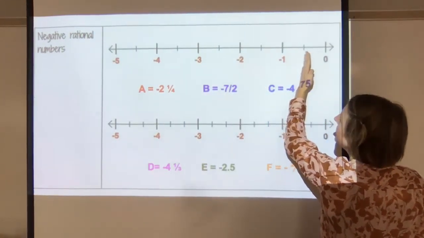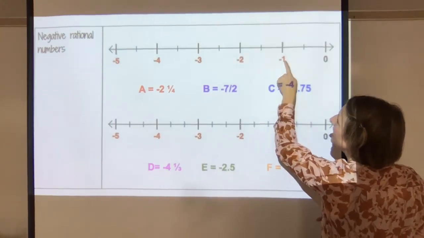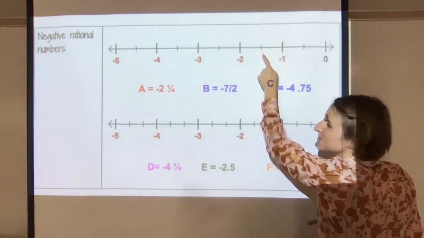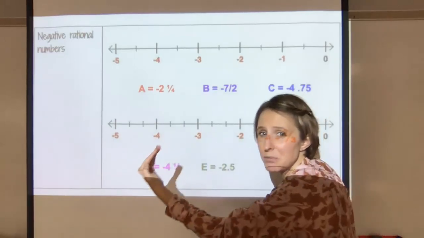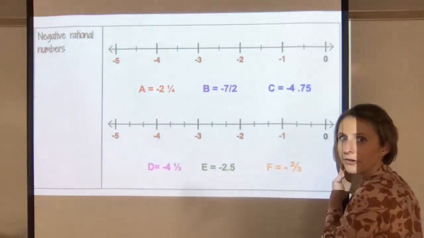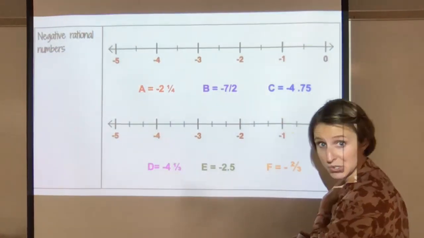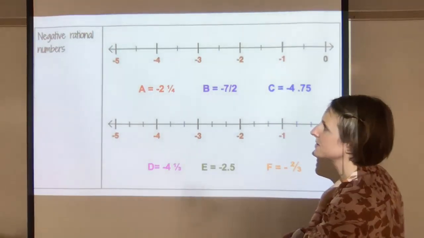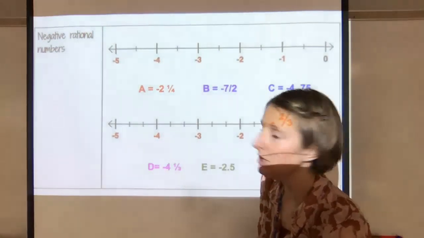-1.5 is not going to be right here. That's going to be -1/2. -1.5 is right here. So it's almost like you're going to be moving left when your brain feels like you're going to want to be moving right because you're so used to working with positive rational numbers. Let's make sense of our number line first.